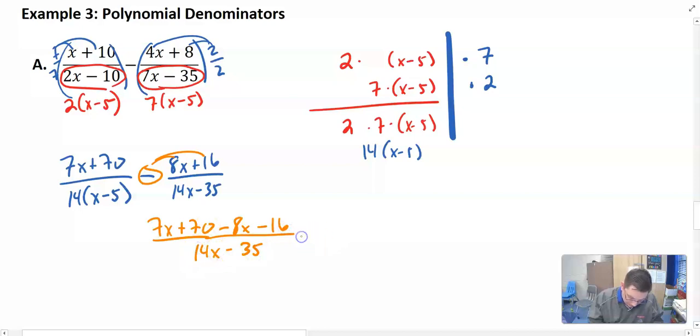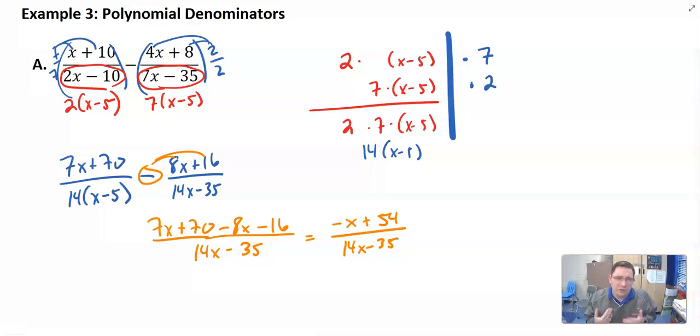Now, we combine our like terms in that numerator. We're going to get negative x plus 54 all over 14x minus 35. The denominator, again, we could factor that 2 times 7, but none of those are common factors to anything in the numerator that we could factor out. And so this problem's done.